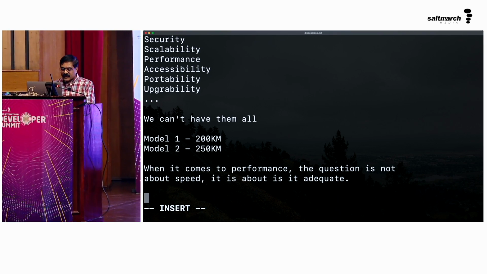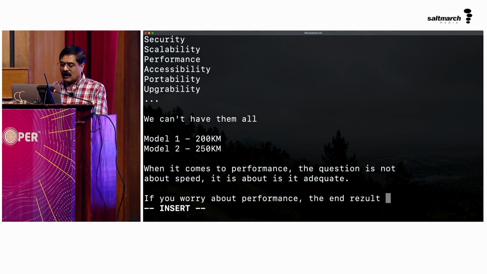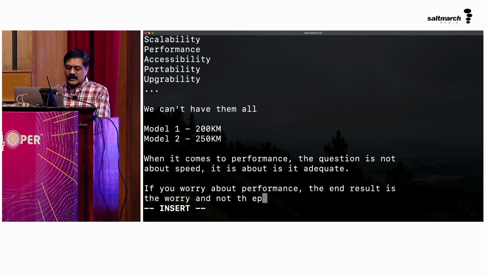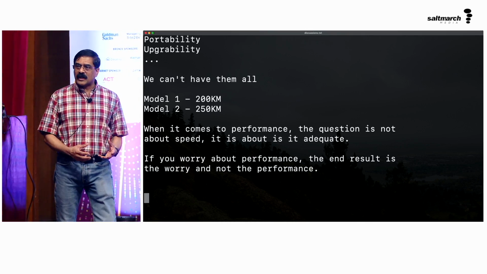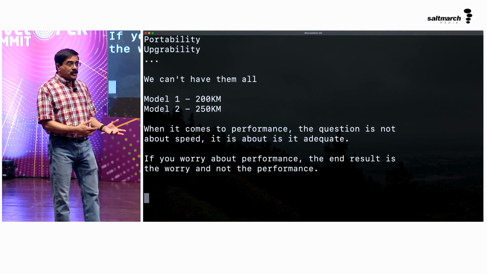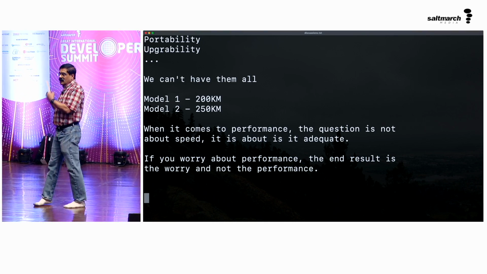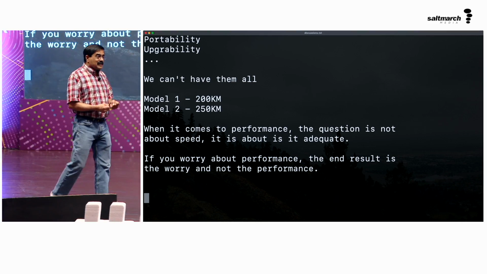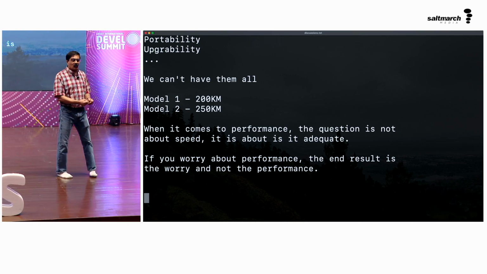In a sense, I often say, if you worry about performance, the end result that you get is the worry and not the performance. That is one of the things you want to keep in mind: we spend way too much effort worrying about things like performance, and when you're done with it, you're still worried about it, not that you got the performance. So as it turns out, there are times when you can get the speed, and there are times when you can get the scale. Now, I'm not by any stretch of imagination telling you that performance is not important, not at all. But it depends on what you're trying to do.